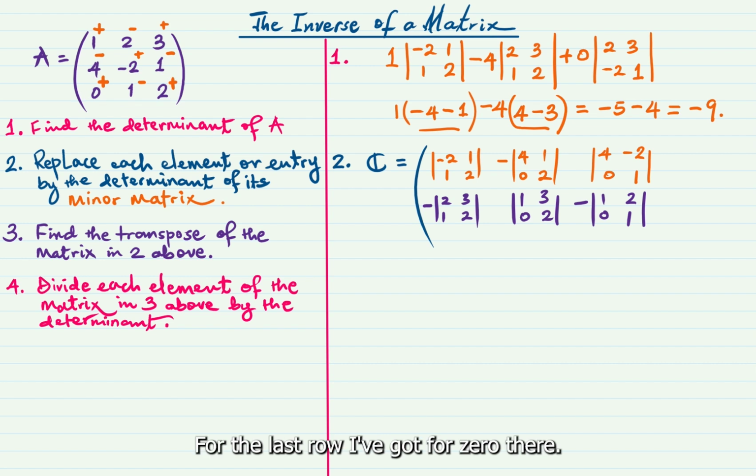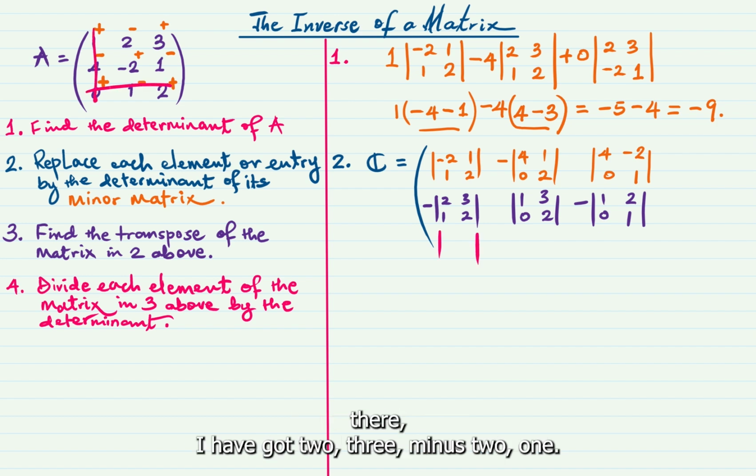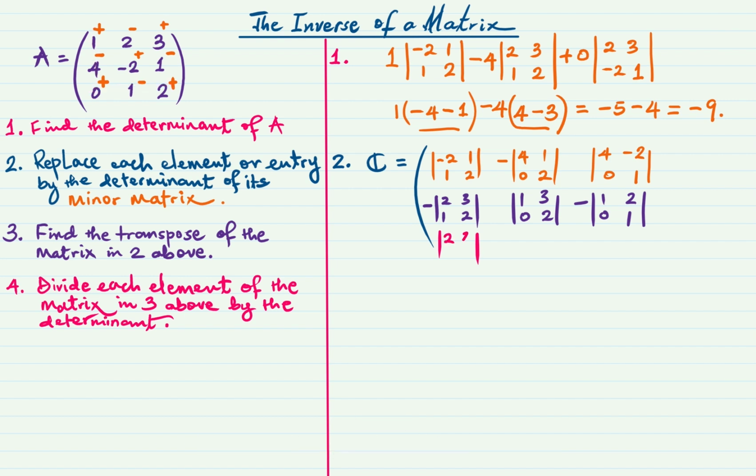For the last row, I've got 0 there. If I cancel the row and I cancel the column right there, I've got 2, 3, -2, 1. So I've got 2, 3, -2, 1.